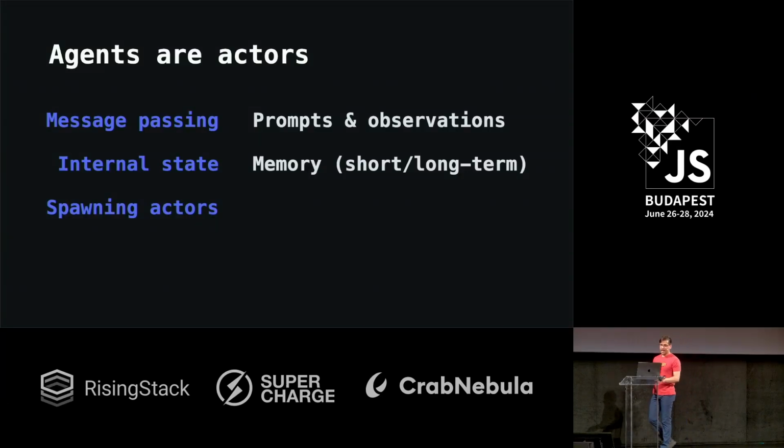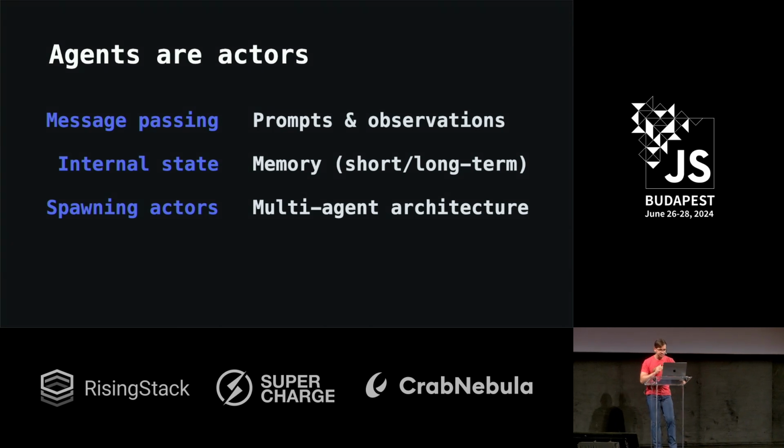And agents are actors. When it comes to message passing, just like with LLM agents, these are the prompts that we give it, and also the observations that these agents receive. In terms of internal state, this could be the short and long-term memory of an agent, and for spawning actors, sorry, that's just multi-agent architecture.